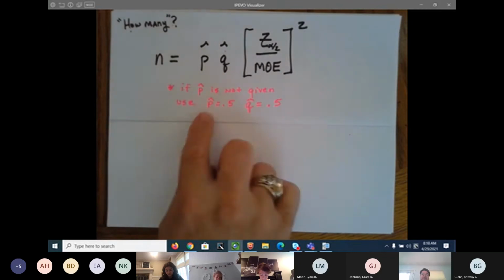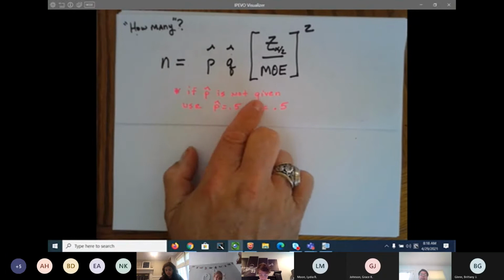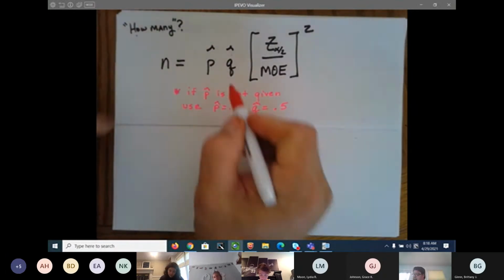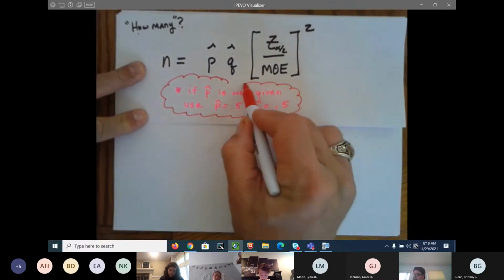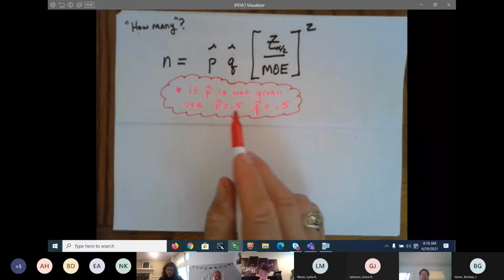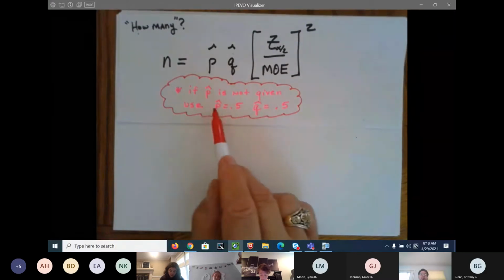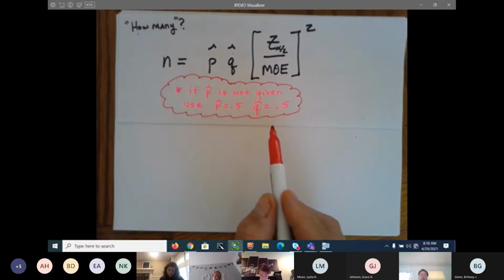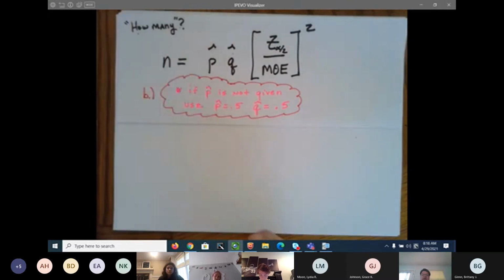All right, everybody got this? Now, note, if P hat is not given in the problem, this is important. I'm going to put red around this. If P hat is not given in the problem, then use 0.5 and 0.5. Now, I will tell you this right now. This and some of your homework questions is going to be B.